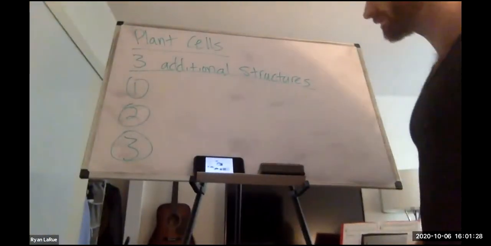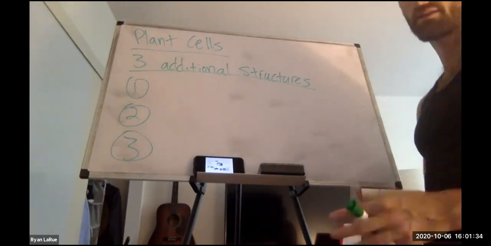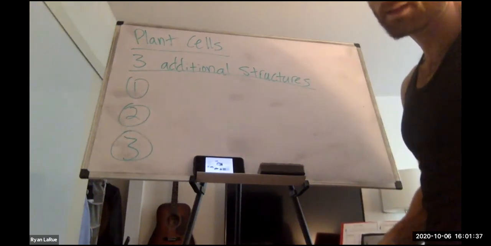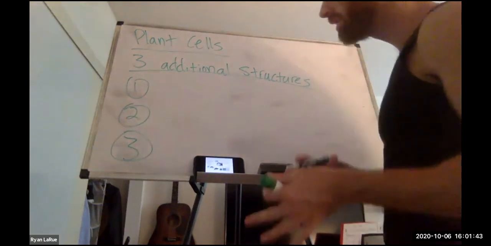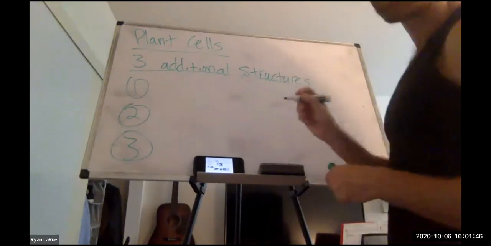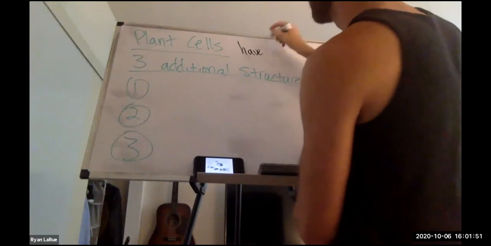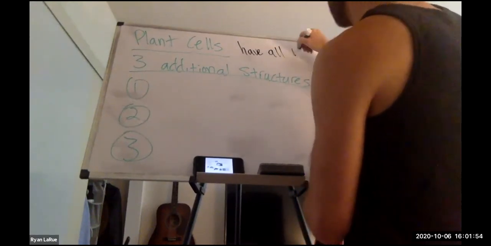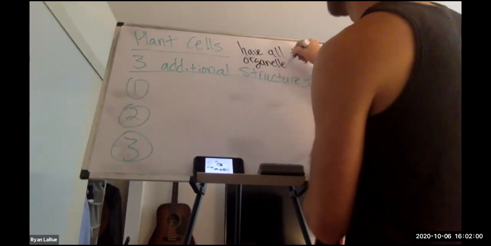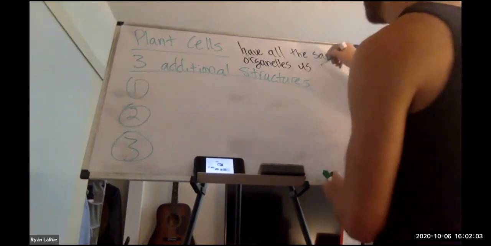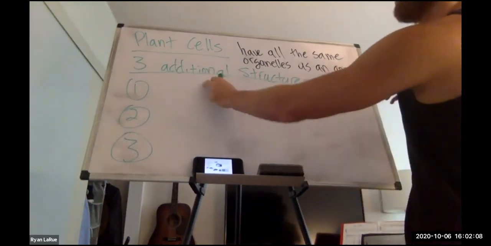Three additional structures. But I do also want to mention and emphasize again, because sometimes this is a misconception of sorts. All the organelles in animal cells are present in plant cells as well. So let's write, have all the same organelles as an animal cell. And then, of course, they have 3 additional structures.